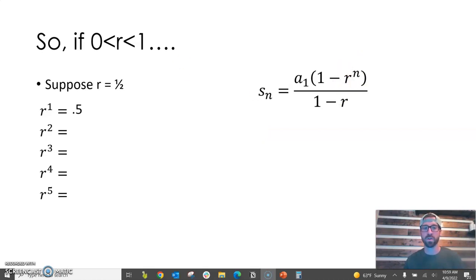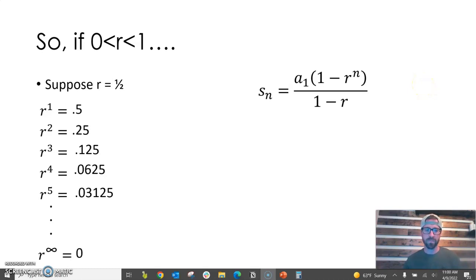So r to the first power is just 1/2. But if I did 1/2 squared, that would be 0.25. If I did 1/2 to the third power, it'd be 0.125. You see that by multiplying by that 1/2 over and over again, this value is getting smaller and smaller. Now what happens if n got infinitely large? What if it kept going?